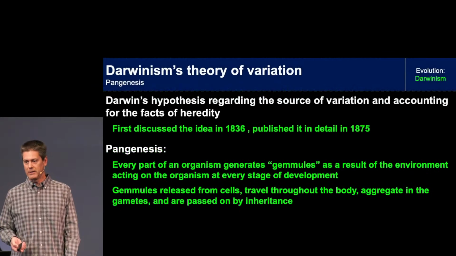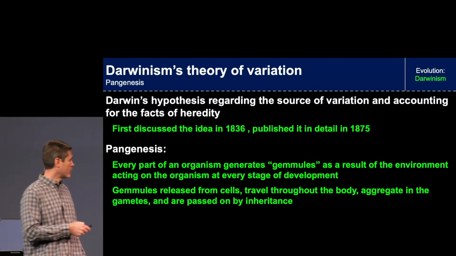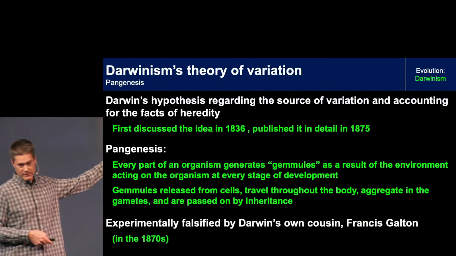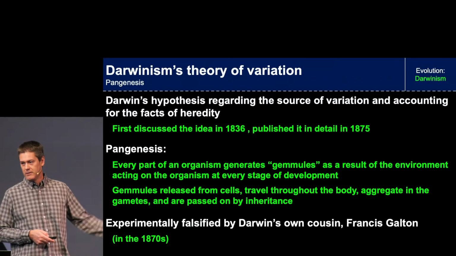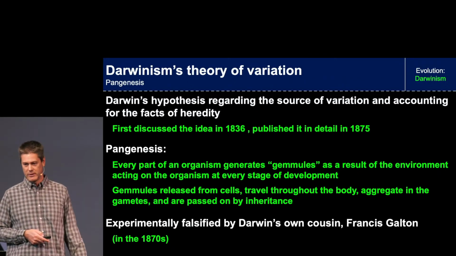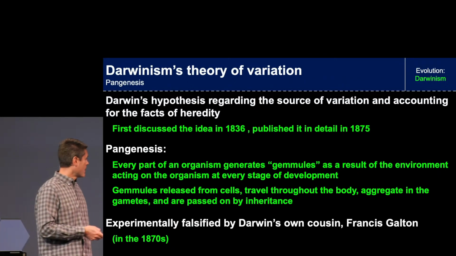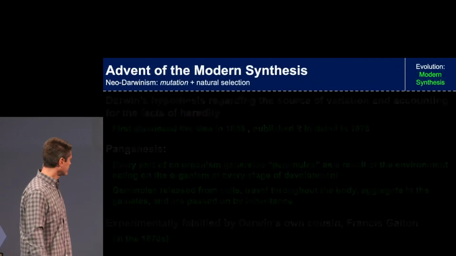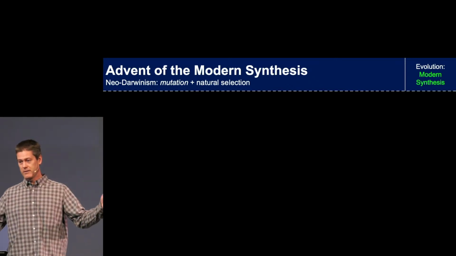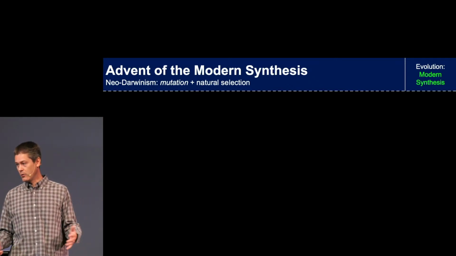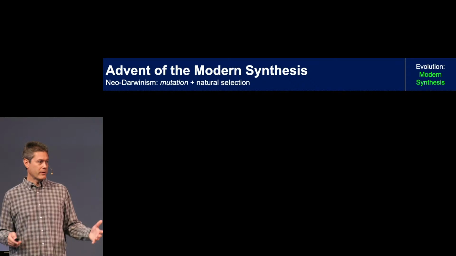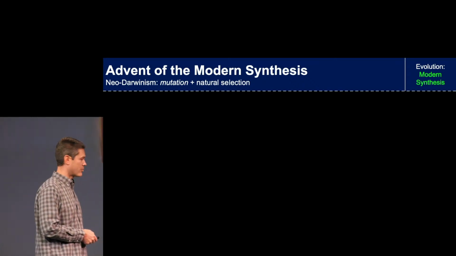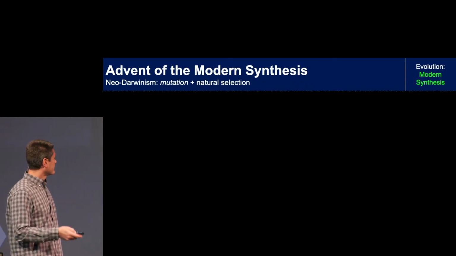You've probably never heard of pangenesis. The reason why you've probably never heard of it is because it was experimentally falsified by his own cousin just within a couple years after he presented it formally. So it's a false hypothesis. It failed. But obviously, evolution is still the primary or dominant theory about the origin of species right now. So what happened?